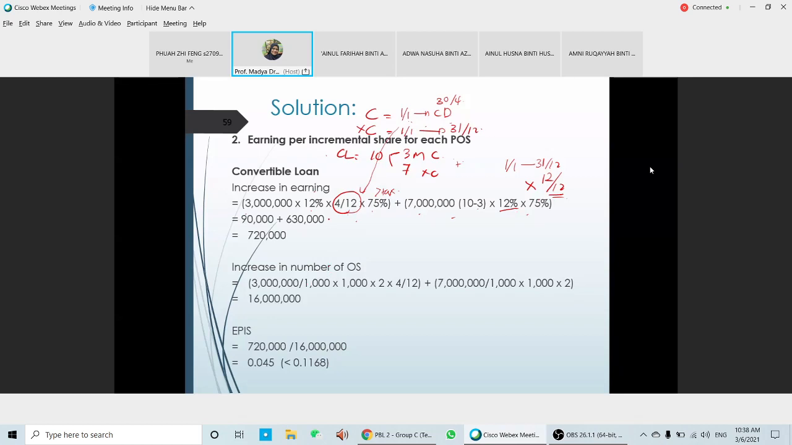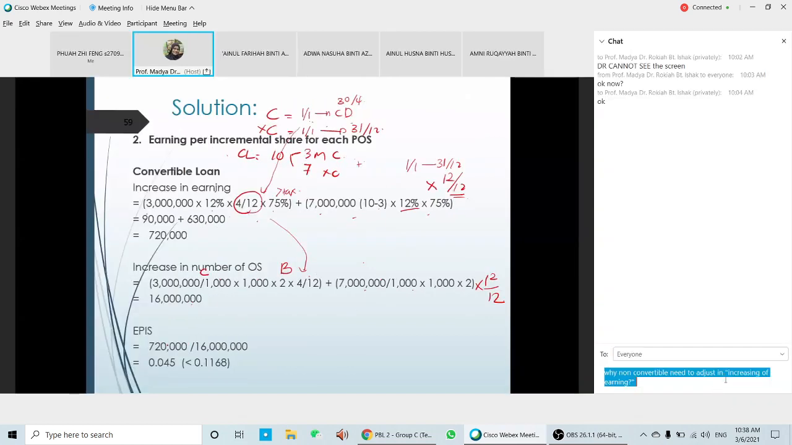Okay, that one is for the earning. And then for the ordinary shares, this one is the portion that you convert, times 2 here is a bonus, times the period here is 4 over 12, same as this one. Okay, this is the portion which is not converted, 7 divided by 1,000 times 1,000 times 2, and the time is 12 over 12. So you're going to have altogether 16. So 720 divided by 60 million. So you're going to have 0.045.